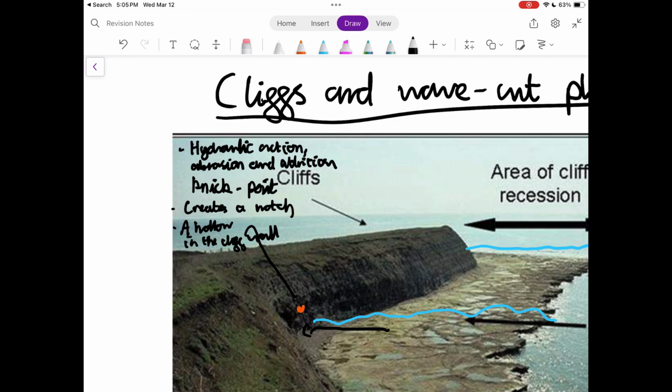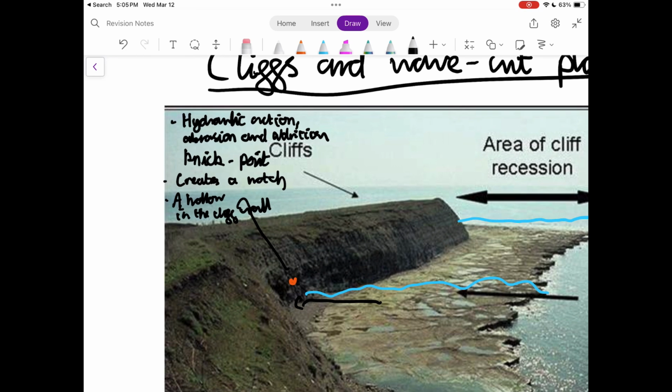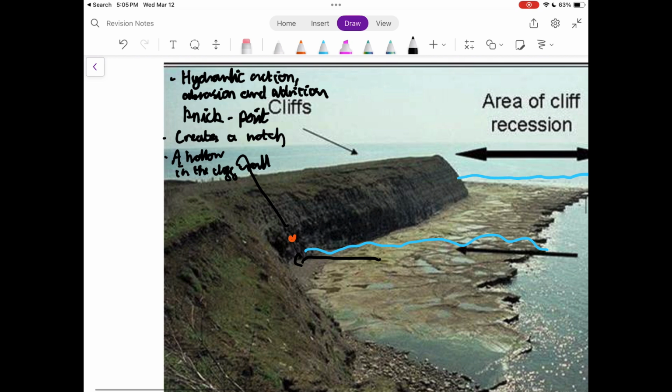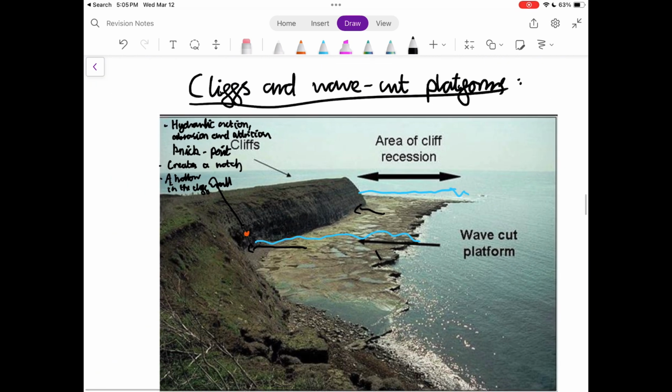And this will continue until eventually the cliff will become unstable because there's a large part of the cliff that's unsupported, so it will collapse, and this causes the cliff to retreat backwards this way. And then when the water goes to low tide, as I said at the beginning, this will form a wave-cut platform. So that's basically how it works.